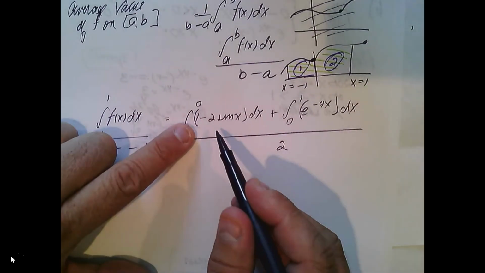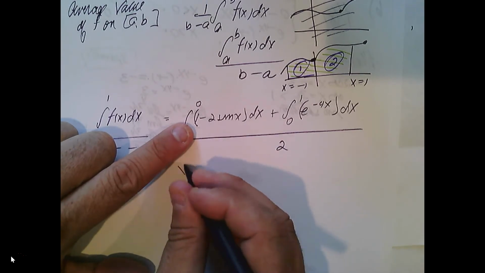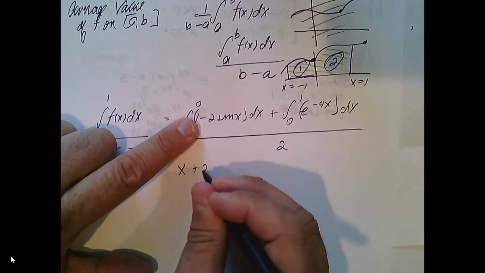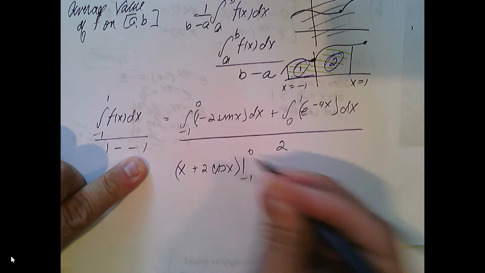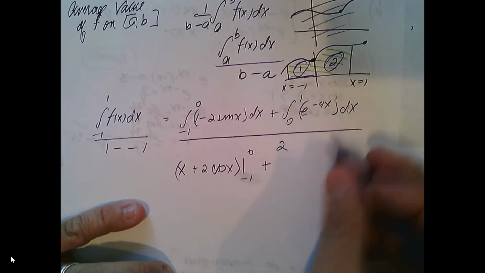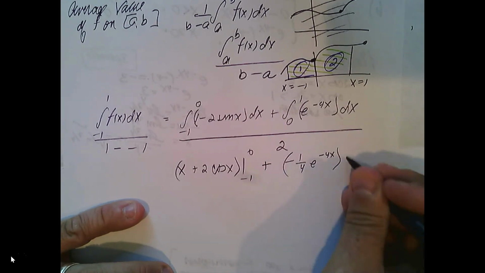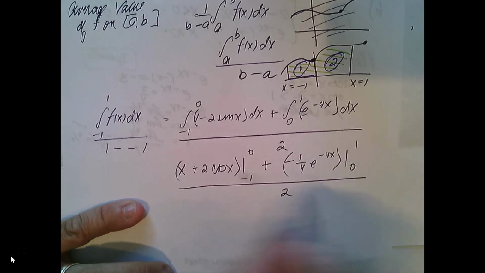We're going to integrate now. And since we've already done that video, I'm going to go a little fast here. The integral of 1 is x. The integral of -2 sine of x is 2 cosine of x. You evaluate from -1 to 0. Plus the integral of e to the negative 4x is -1/4 e to the negative 4x from 0 to 1. Still dividing everything by 2.